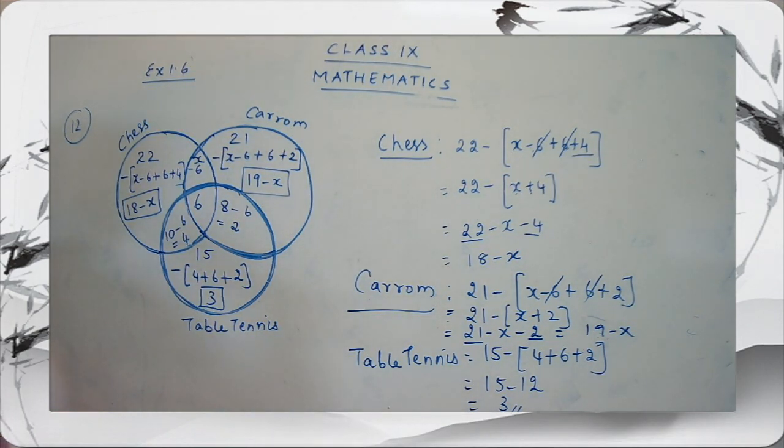But before finding the answers, we should know the value for x, yes? Without knowing x, I cannot find out the number of students who play chess or the number of students who play carom. Table tennis I know. Three students are going to play table tennis. But I cannot find the number of students who play chess, and also I cannot find the number of students who play carom. So you have to find out the value of x first of all. Let's find out the value of x here, come on.